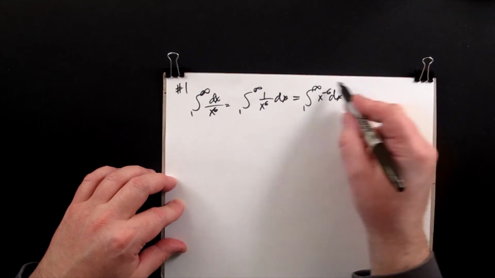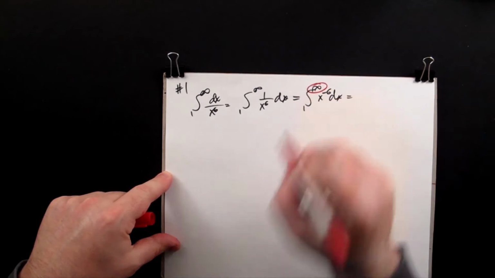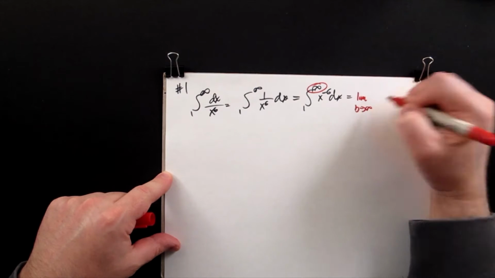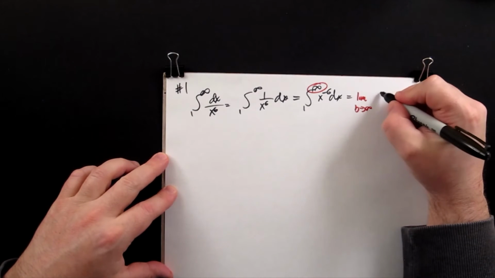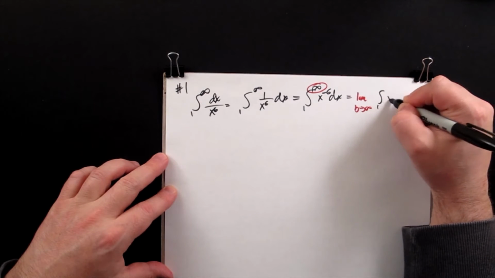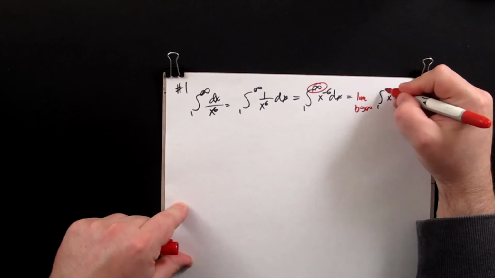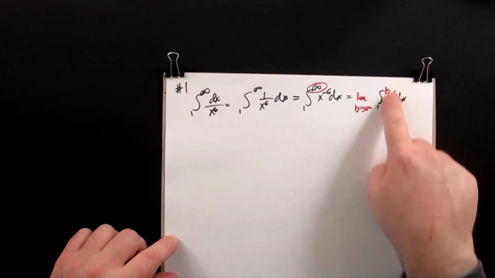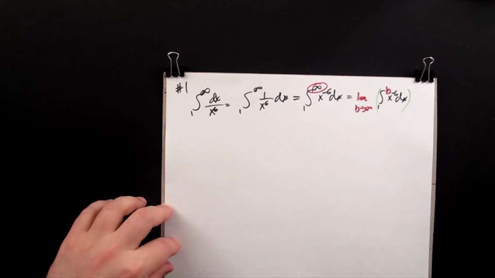Okay, but we're ready to evaluate this. So the first step is we want to replace that with a limit. So limit as b goes to infinity of the integral from 1 to b of x to the minus 6 dx. Now evaluate the definite integral. So evaluate this and then apply the limit.